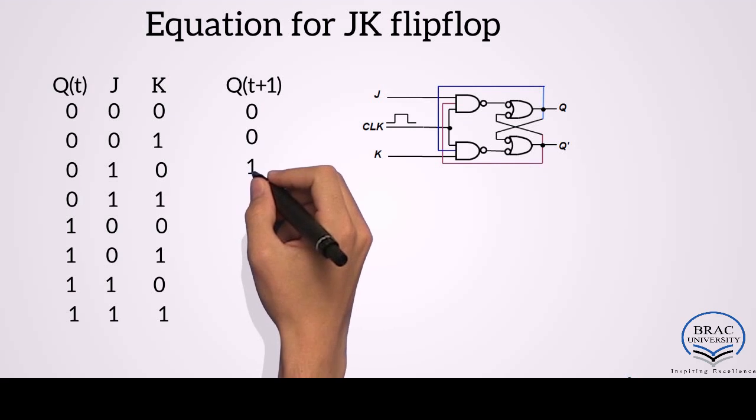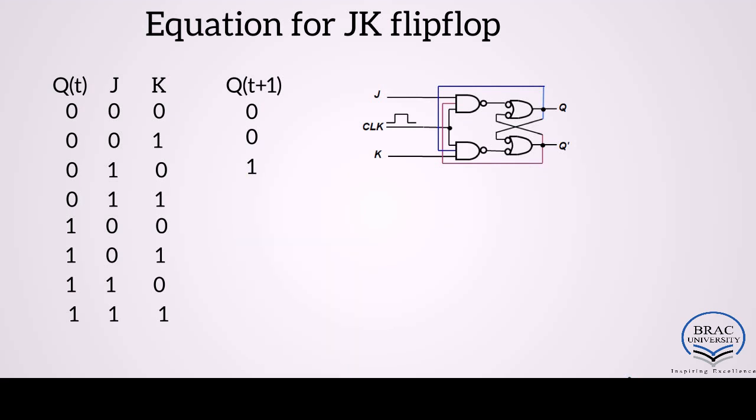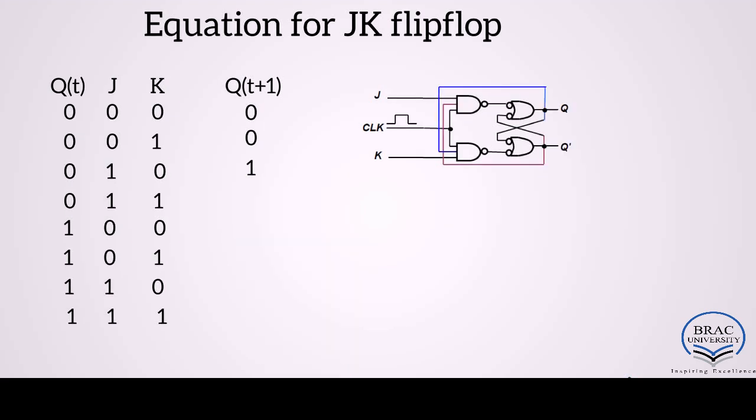In the fourth combination, we get toggle since J and K are both 1. So QT plus 1 will be the complement of QT. Therefore, since QT is 0 here, QT plus 1 becomes 1. Similarly, we can find the value of QT plus 1 for the rest of the combinations.